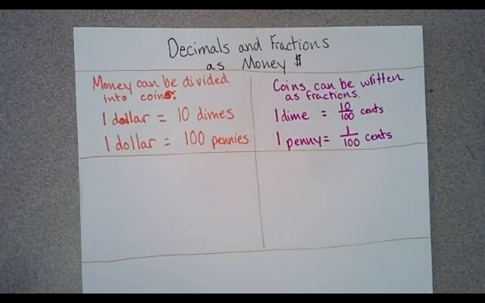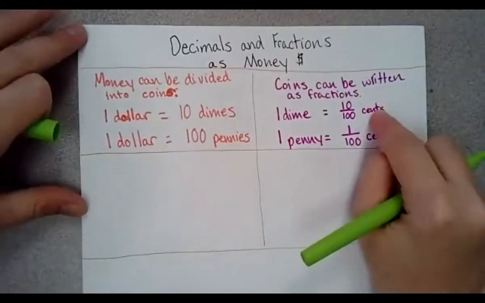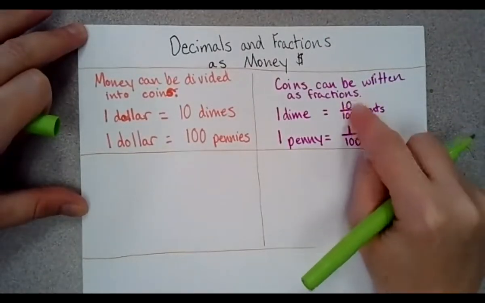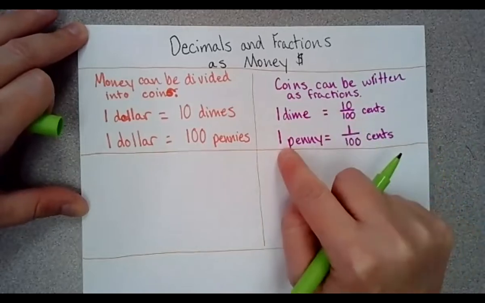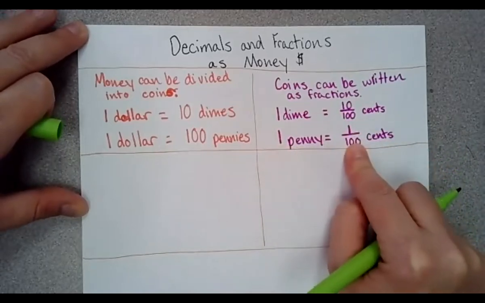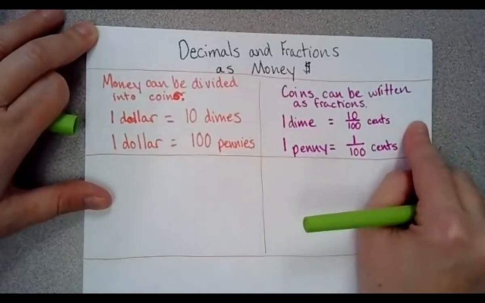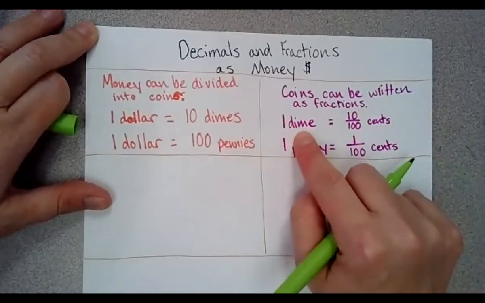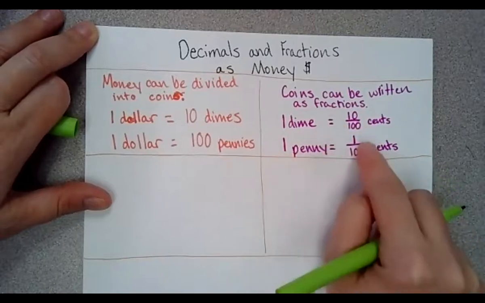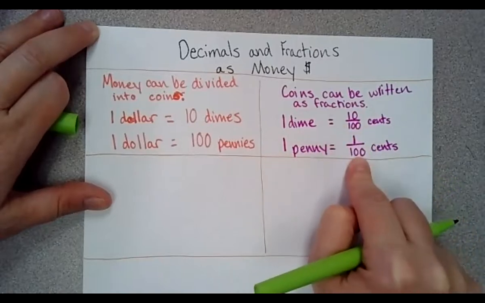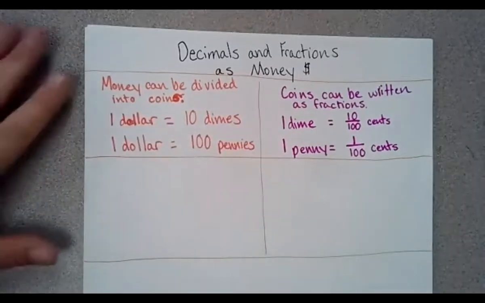Okay, next point that I want to reiterate. If you can say that a dime is 10 cents out of 100 and a penny is 1 cent out of 100, you can also just say them out loud. I want you to say them out loud to yourself. 1 dime is 10 hundredths. 1 penny is 1 hundredth. So we can write these and understand this.